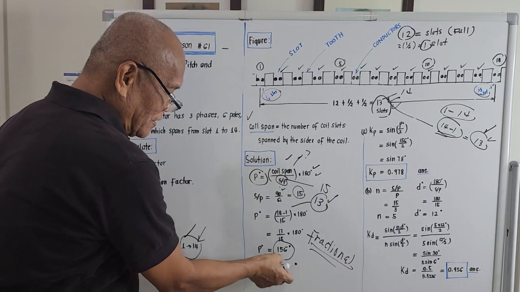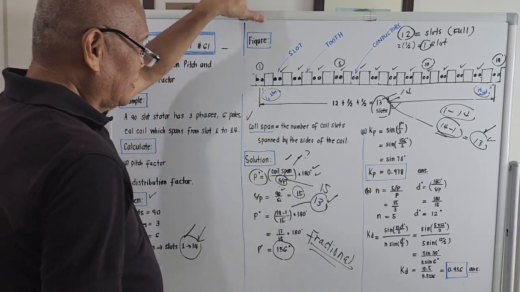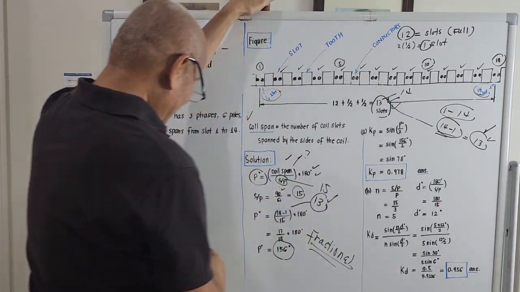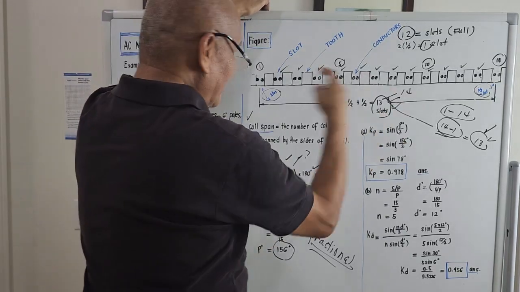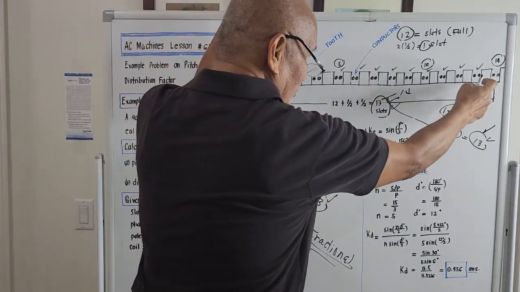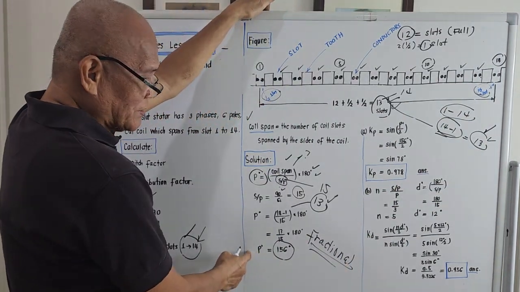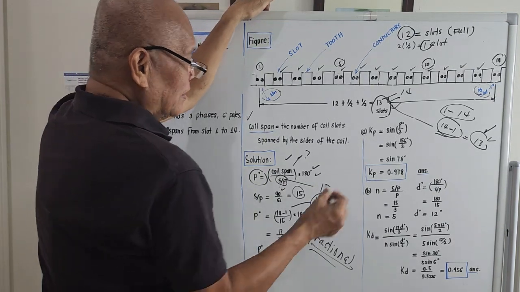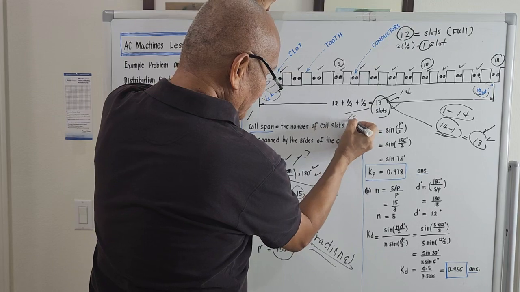Because if P degree is exactly 180 degrees, meaning to say if it enters 1, then it goes to 15, that's full pitch. But the given problem is just from 1 to 14. So it enters 1, it goes out of 14, and that's fractional pitch. So P degree is not equal to 180 degrees, it's only 156. So the equivalent of this 13 slots is only 156 degrees.